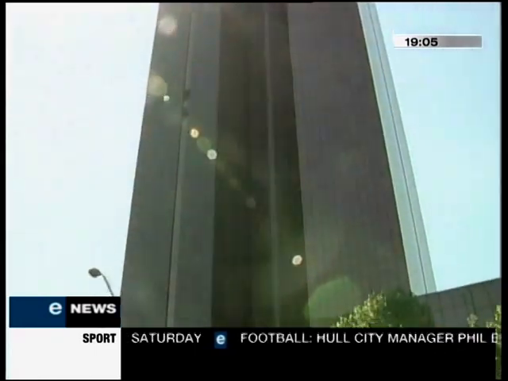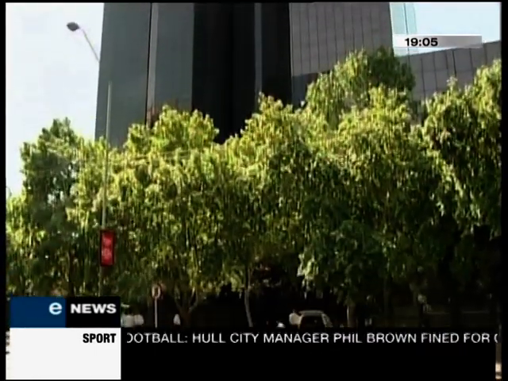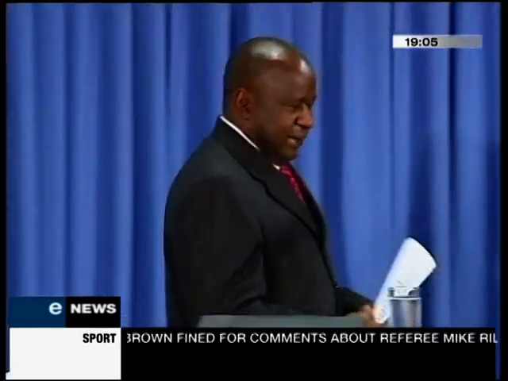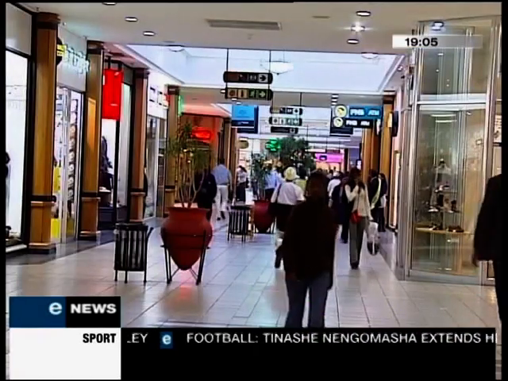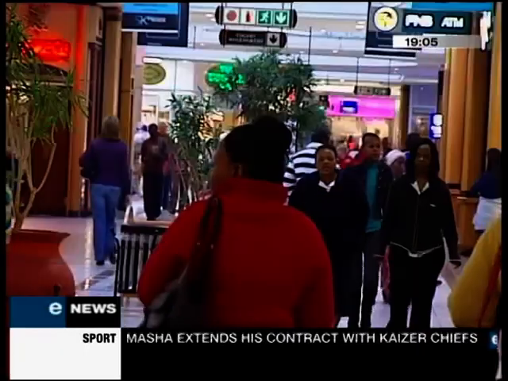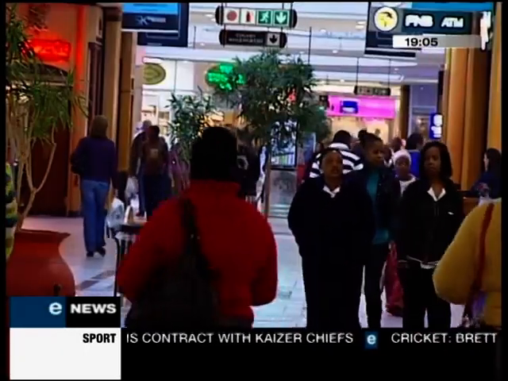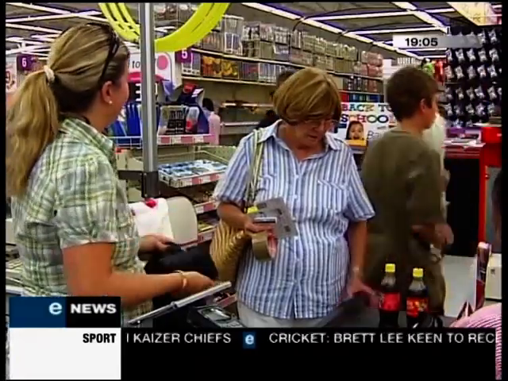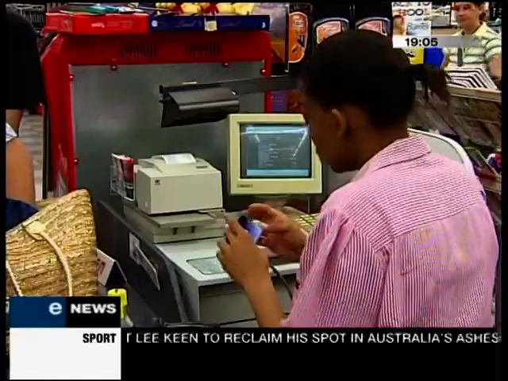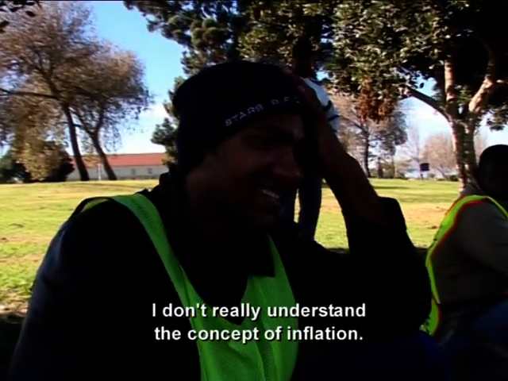All eyes will now be on the Reserve Bank, which is expected to drop the repo rate by 50 basis points tomorrow. If it does that, it'll be a signal that Governor Tito Mboweni is putting the brakes on rate cuts, with inflation nearing the upper end of the bank's target range of 3 to 6%. Mboweni is under immense pressure from labor unions to lower rates after the economy fell into its first recession in 17 years.